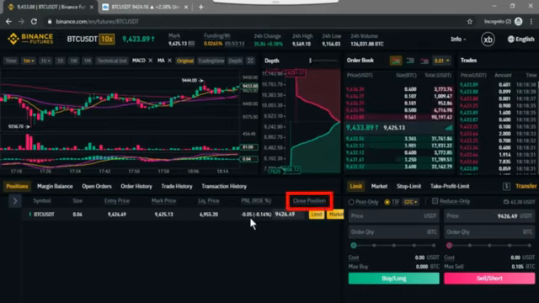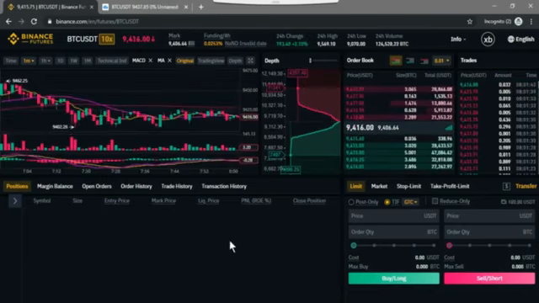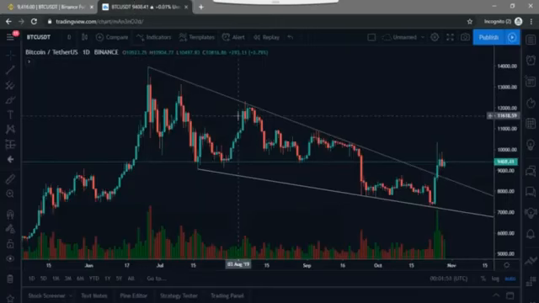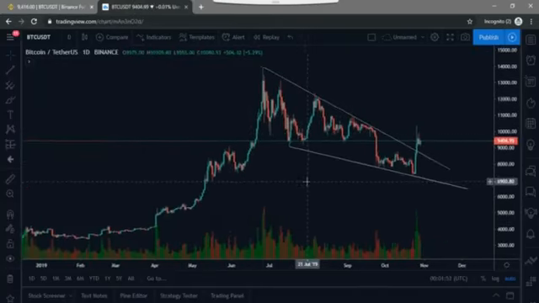And last thing is the close position tab, where you can manually close your position either by limit order or by market order. So now we know the basics and how to execute an order. Let's take a look at how we can use the benefits we discussed earlier.